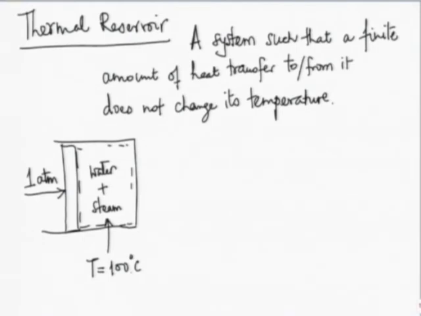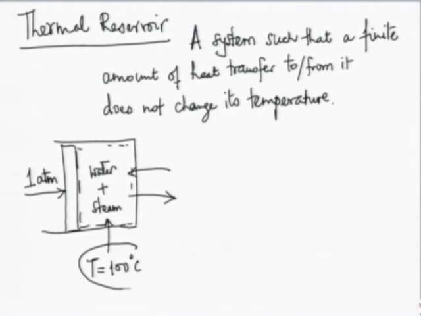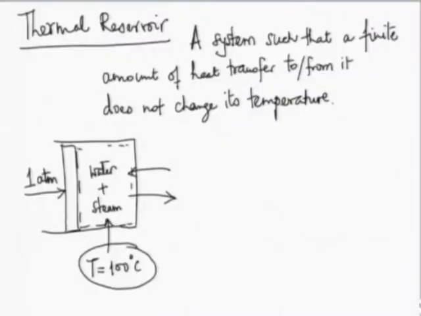Dryness fraction 0.5, and now I supply some amount of heat, or I extract some amount of heat and allow it to expand and contract while the pressure is maintained at 1 atmosphere. What will happen? So long as I do not extract or supply such a large amount of heat that all the steam condenses or all the water evaporates, the temperature is going to remain at 100 degrees C, because it is going to move along that isobar in the wet zone. Pressure is maintained constant, so temperature will also be maintained constant. So this is a situation where I can take out or supply a finite amount of heat and still maintain the temperature of that system constant.